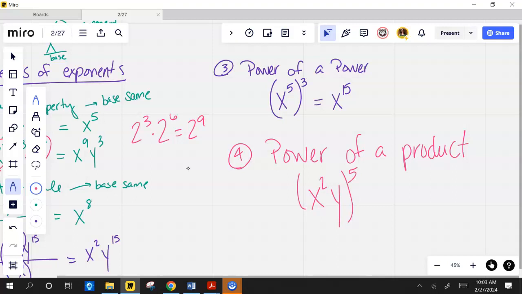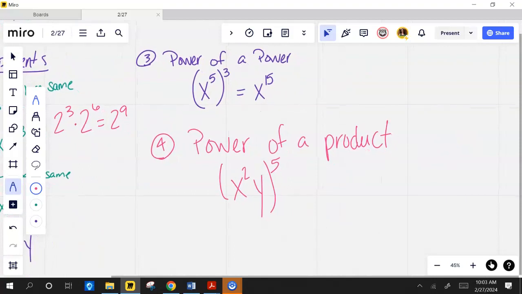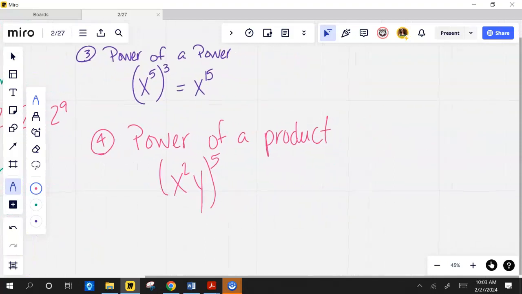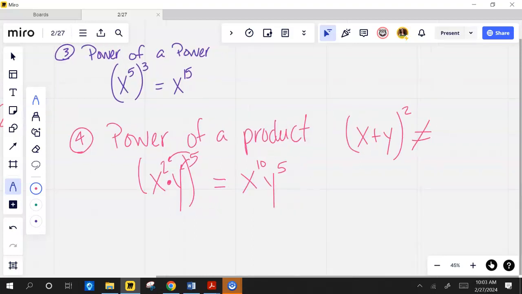Now, be very careful of this one because this never works if you're adding or subtracting, okay? But because I'm multiplying in here, I can distribute this exponent to both. So this would become x to the 10, y to the 5. Be careful because you can never do that if you are adding or subtracting. Then you would have to write it twice. It's a FOIL type situation.